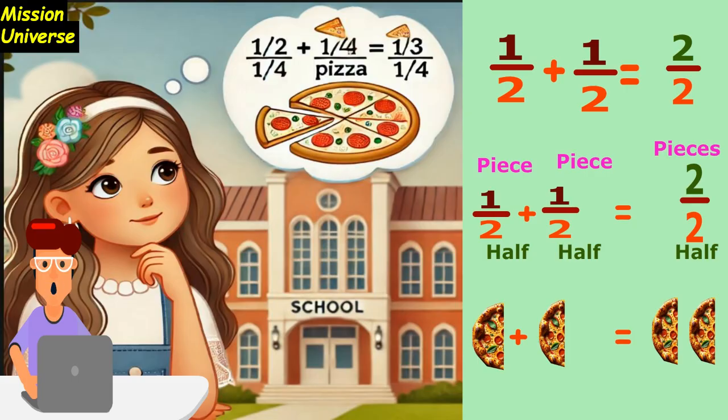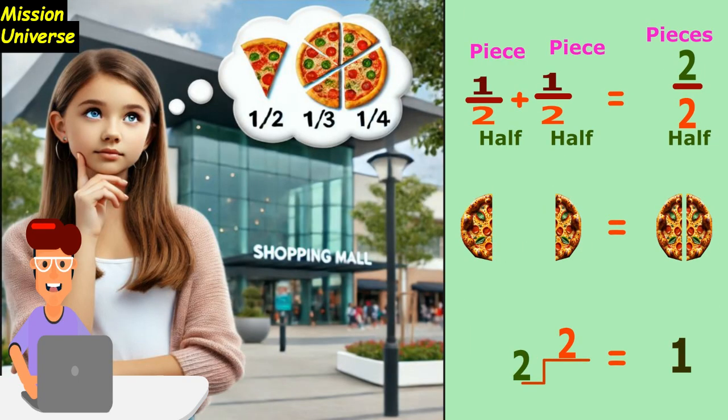If you add them, it will become one full unit. If you add 2 half pieces, it will become one full pizza. So 2 upon 2 means 2 divided by 2. So let's divide 2 by 2. If you divide 2 by 2, the answer will be 1.